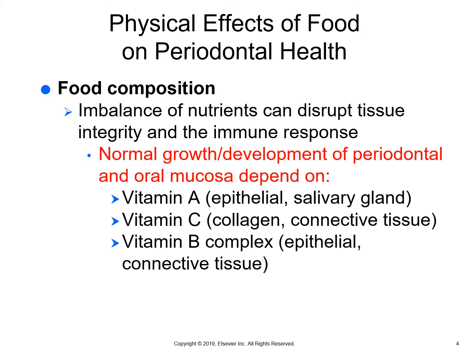So the physical effects of food on perio health can be, one component is food composition. The imbalance of nutrients can disrupt the tissue integrity and the immune response to the bacteria. So normal growth and development of perio and oral mucosa depend on vitamin A, gives epithelial tissue integrity. It also helps with the salivary gland formation and components. Vitamin C, like I said, C for collagen and connective tissue, which is our attachment to the tooth. And then the vitamin B complex is important for epithelial tissues as well as connective tissues.